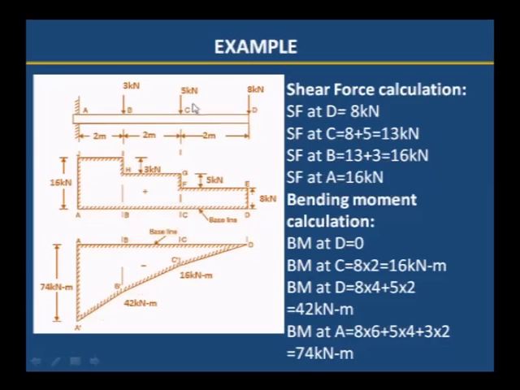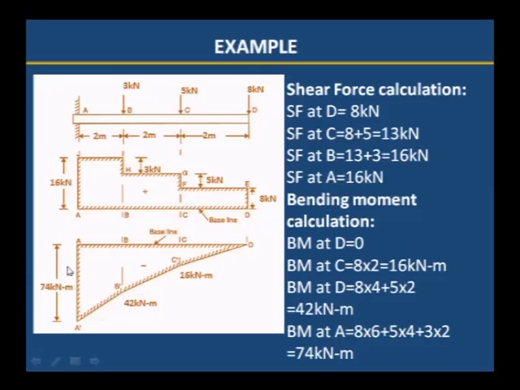All the loads into distance to the point where we require the bending moment. If it is A, we have to multiply 3 into distance, 5 into distance, 8 into distance. If it is B, 5 into distance, 8 into distance. If it is C, only 8 into distance. Like this we have to calculate the bending moment at each point where point load is acting as well as the support sections. Here the bending moment at A is 74 kilonewton meter.